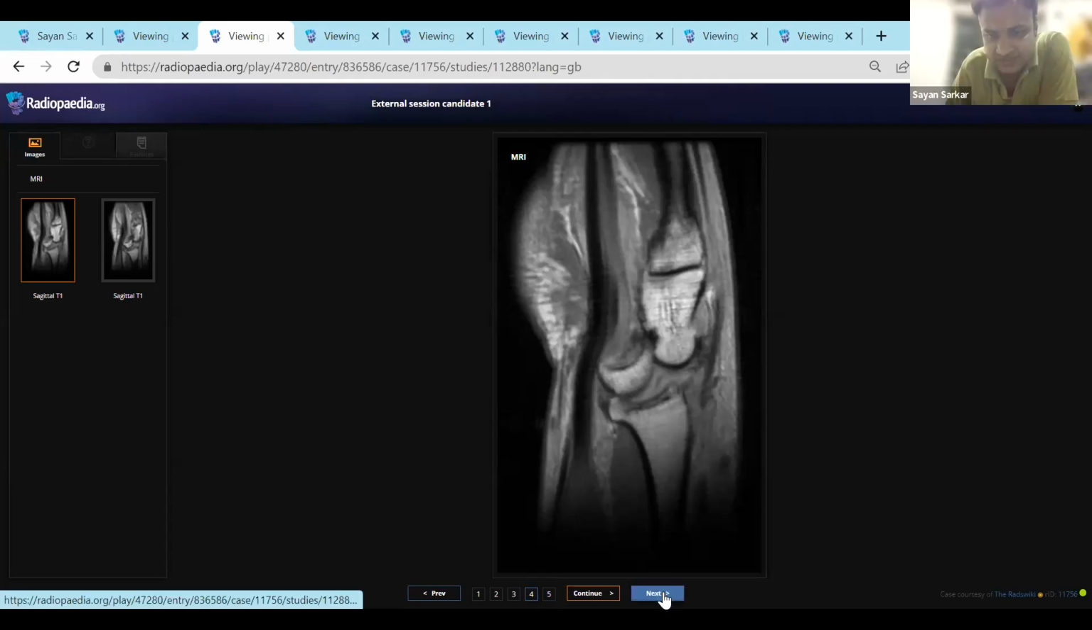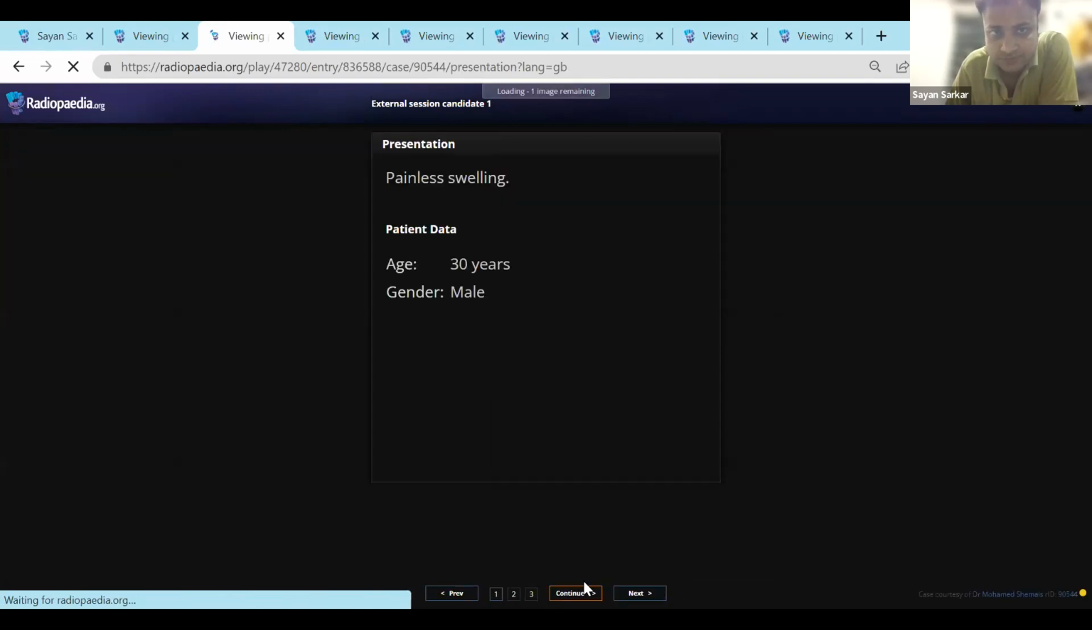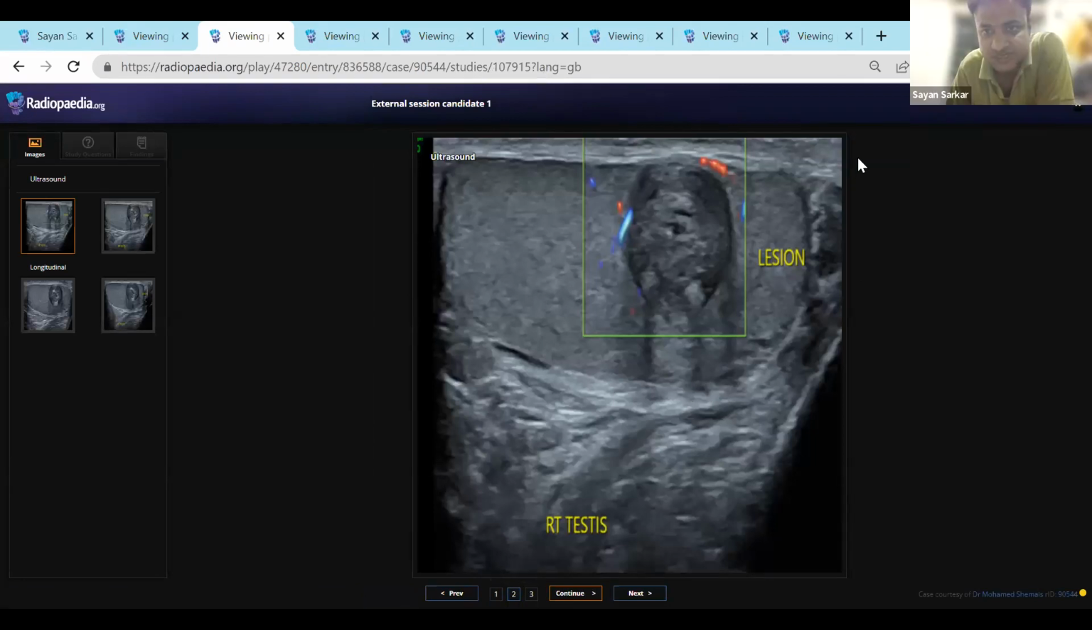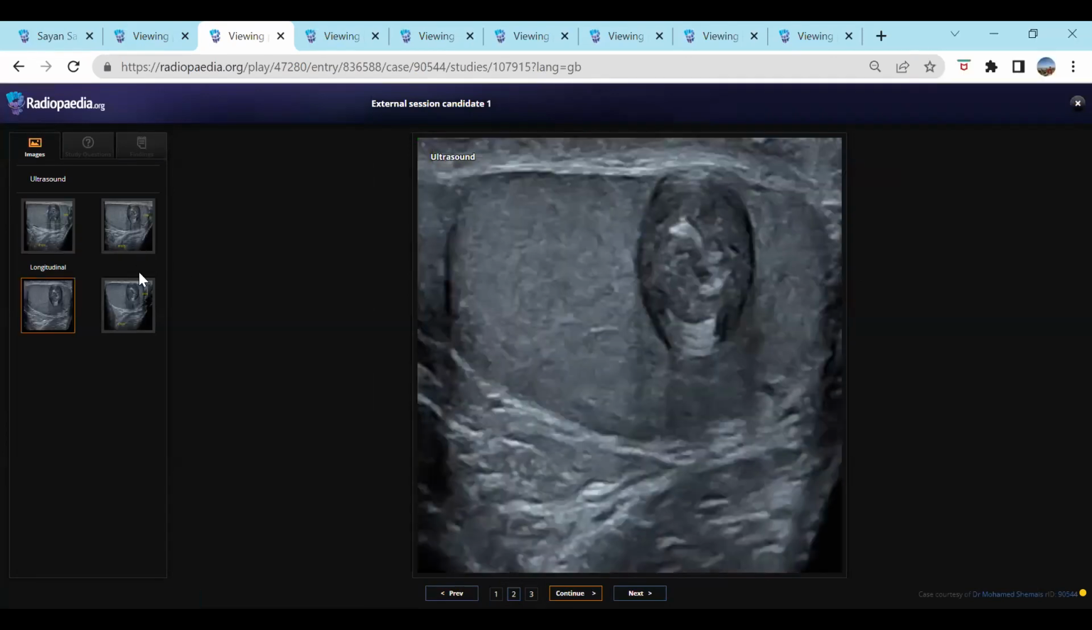Yeah, I think that's okay. I think this is just extra. We'll go to the next case for you. Painless swelling, and you have an ultrasound. I think these are also static images, so you can already see the pathology. I want you to just describe it for me.